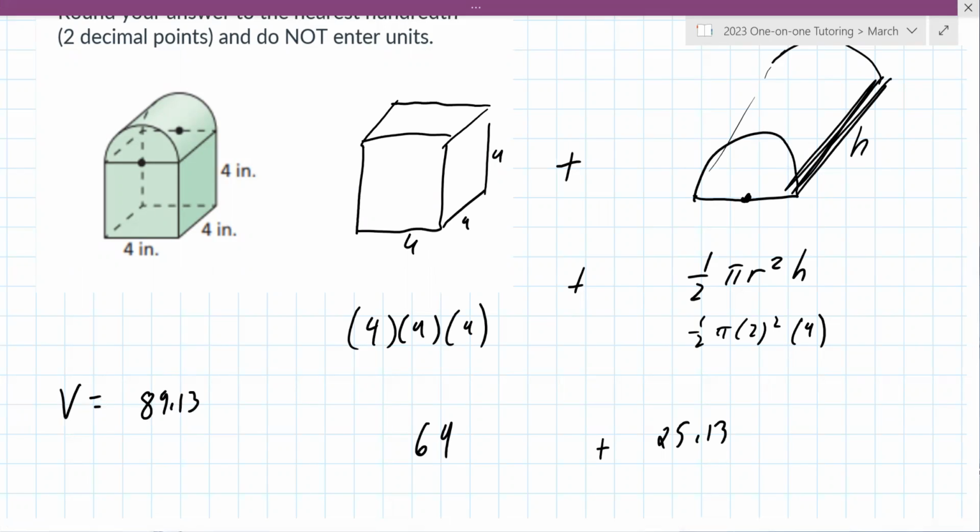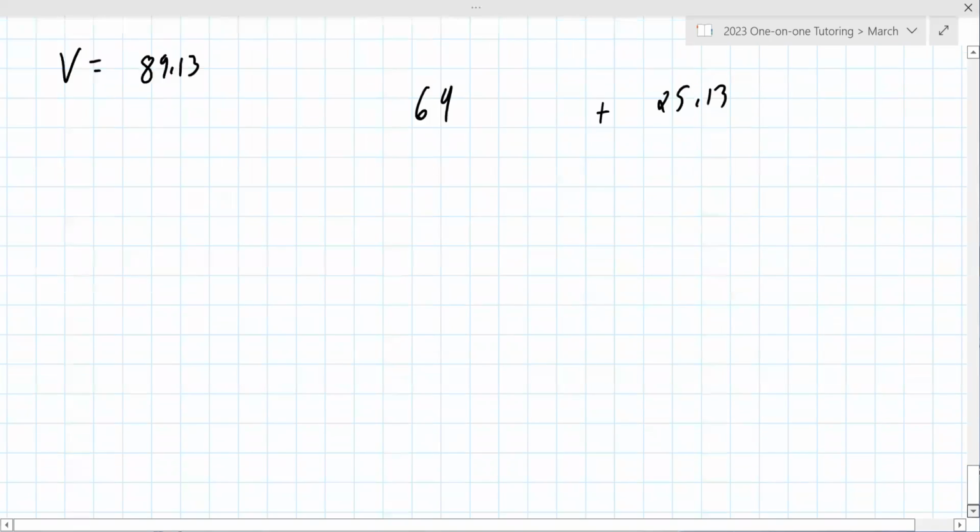So that's volume. I don't know what we're doing next. 11.4. I think it's just volume of cones and pyramids. Yes, more volumes here.